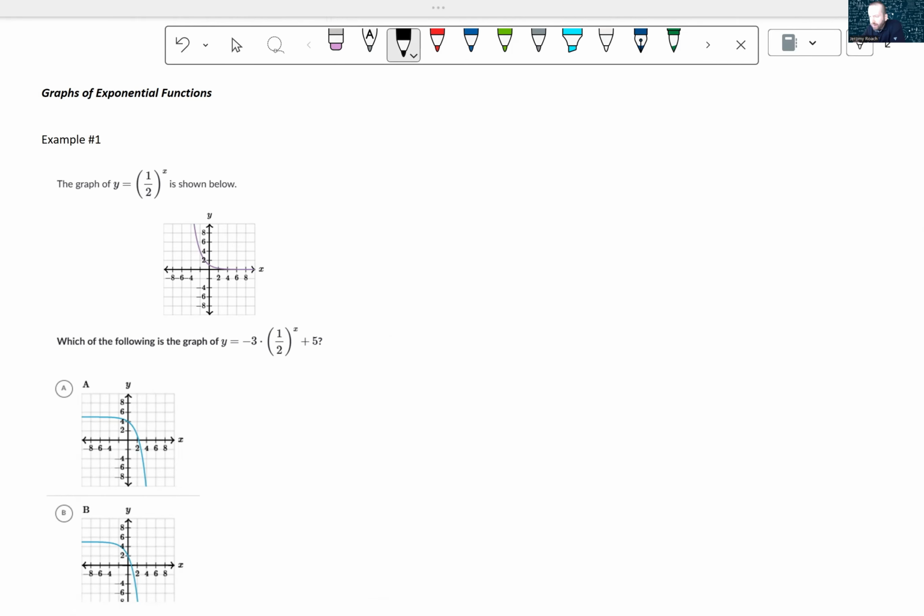Now, we have our main function here, and we have plus 5. That's the first thing that I would look at. That means everything's going to be shifted up 5. We also have the entire function being multiplied by negative 1, or in this case, negative 3. That's going to cause the graph to reflect over the x-axis.